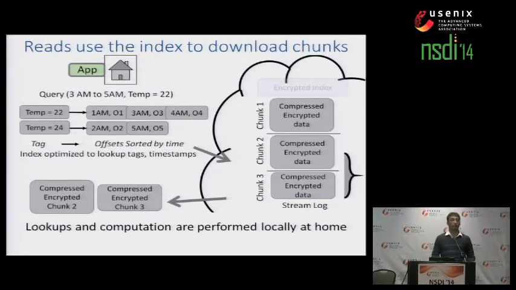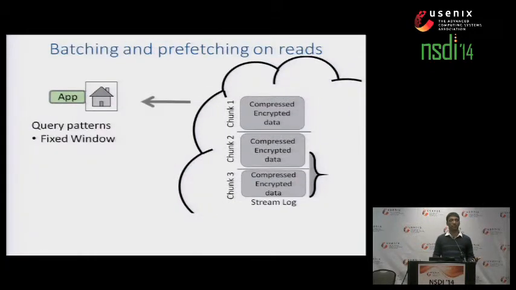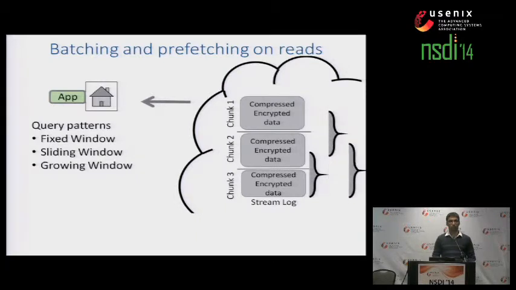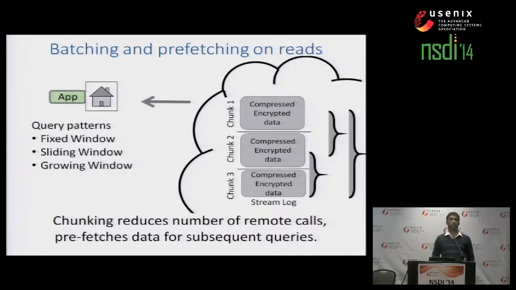But you may think that it downloads some extra data that is not going to be required by the application. But that is often not the case. Applications using Bolt typically have three types of query patterns. They either want to look at data from a fixed window, or in a sliding window, or in a growing window pattern. Downloading in chunks reduces the number of remote calls for all of these types of queries. And downloading in chunks also prefetches some data that is used by subsequent queries, because they look at multiple adjacent time windows.